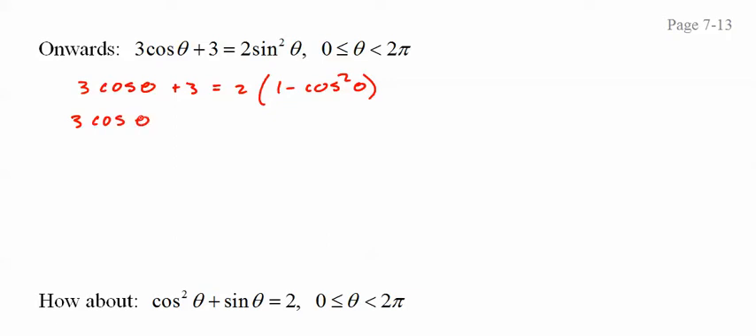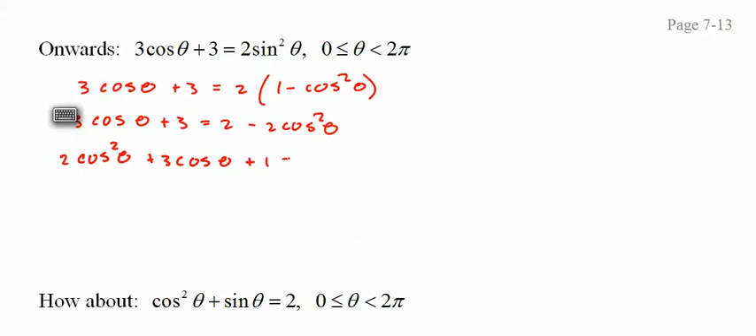3 cosine of theta plus 3 equals 2, negative 2 cosine squared theta. Bring everything over, 2 cosine squared theta plus 3 cosine of theta plus 1 equals 0. I'm going to do a little guessing and checking here. Actually, it's not really guessing and checking because it's pretty easy. Cosine squared plus 2 plus 1 is 3 cosine theta plus 1. So we have theta.